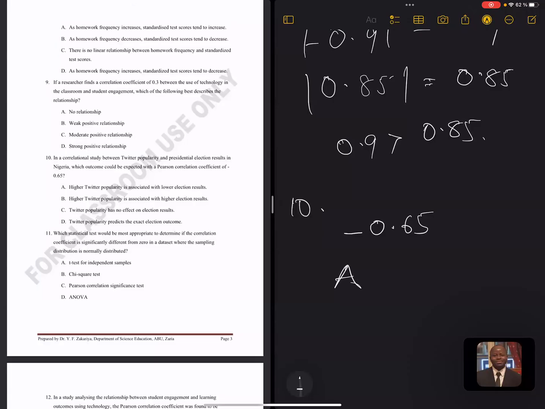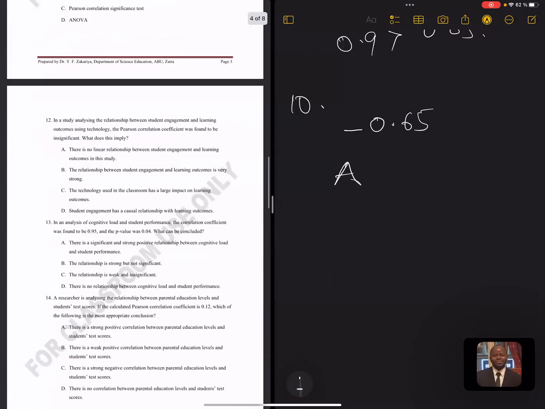And that is correct. How or why is the answer A? Any explanation? Who can explain why the answer is A? Because the relationship is negative, a linear negative correlation. Yeah, I think that summarizes it all. Negative correlation coefficients indicate opposite direction in the relationship. If one is higher, the other will be lower. So the two variables we have here are Twitter popularity and presidential election results. That means if one is higher, the other will be lower because the correlation coefficient is negative. Thank you.